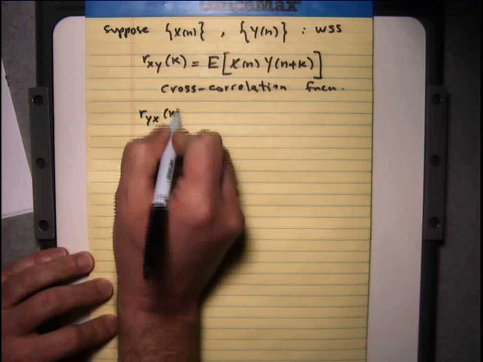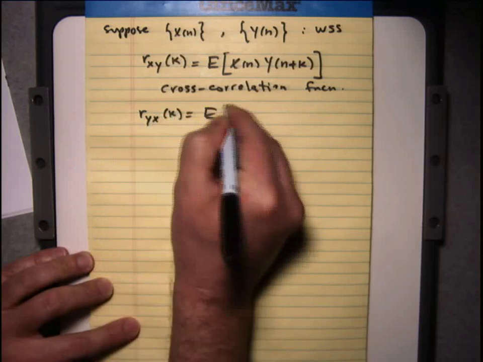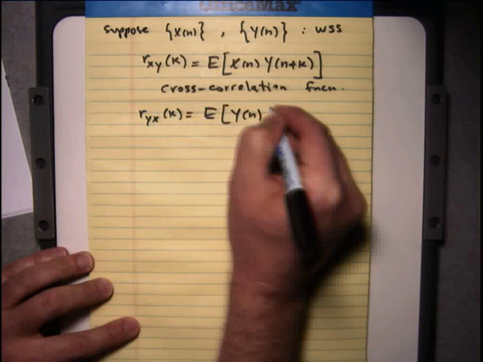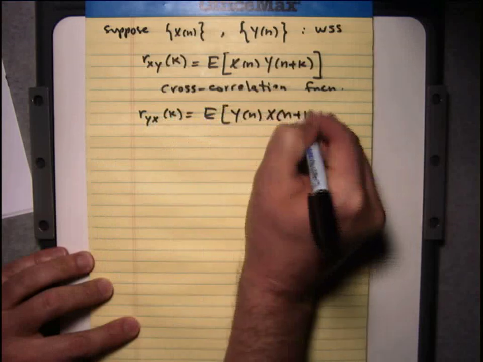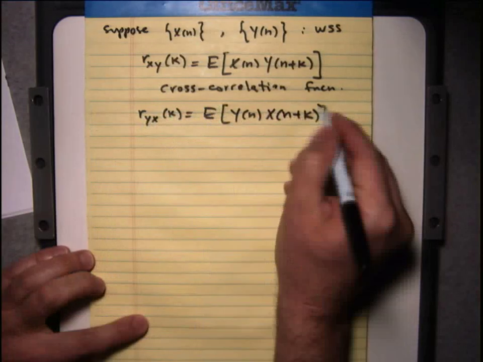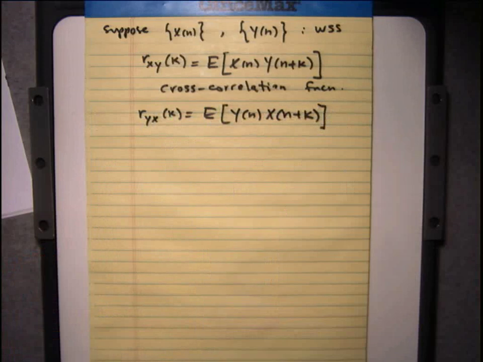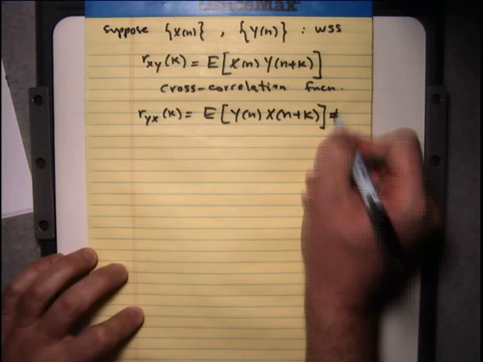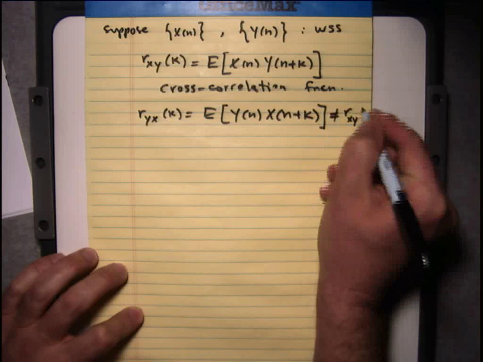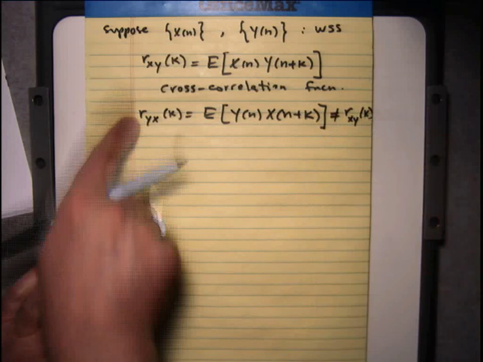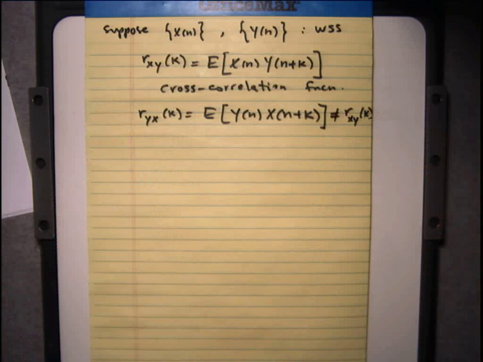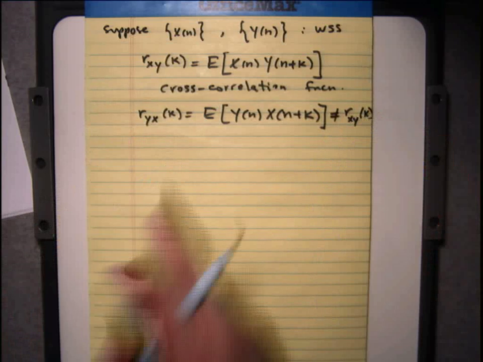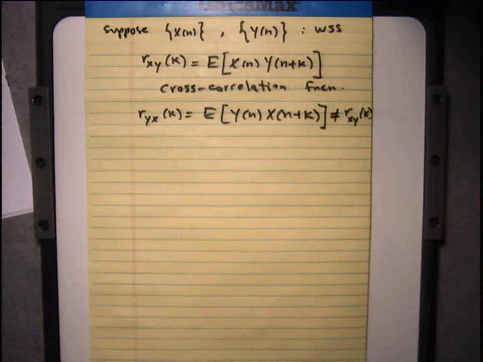Now, we can also write it this way. Ryx, okay, this would be the expected value of y of n, x of n plus k. It is important to remember that these two things are not the same. This is not equal to Rxy. Okay, these two are not the same.